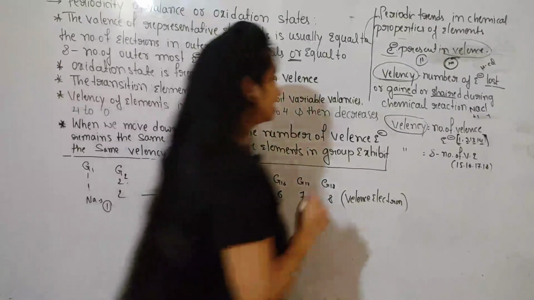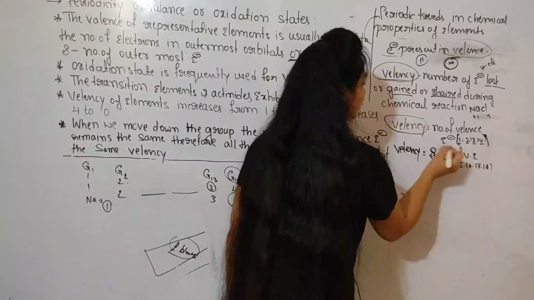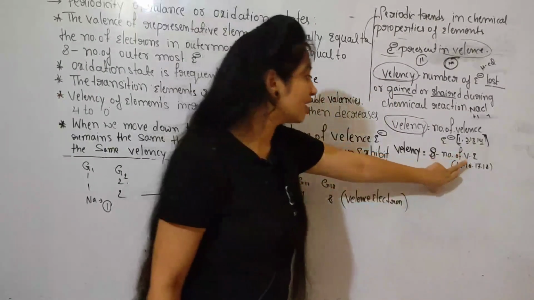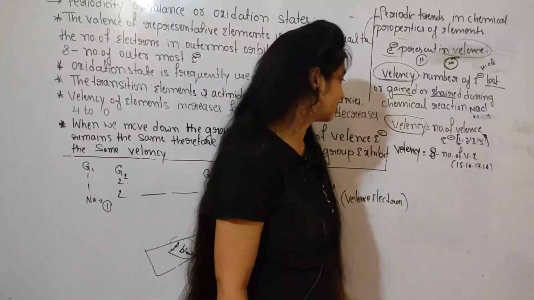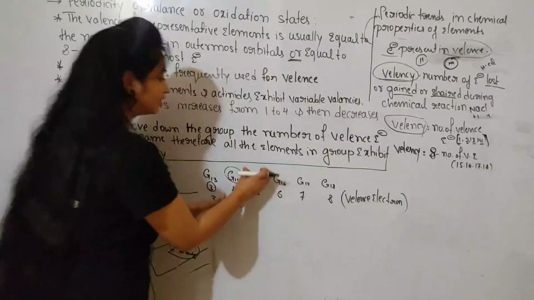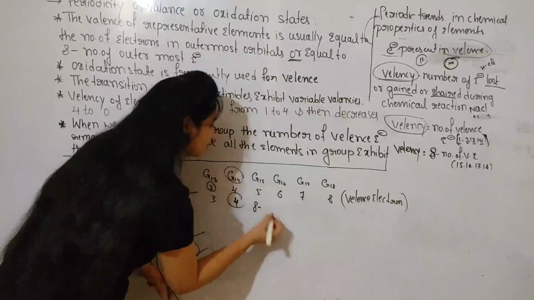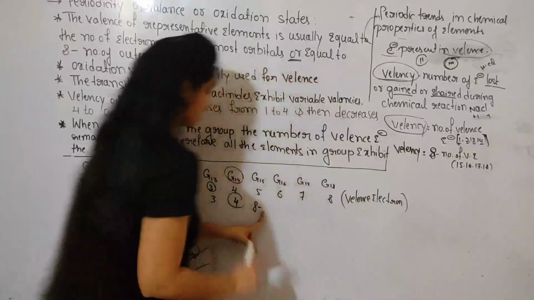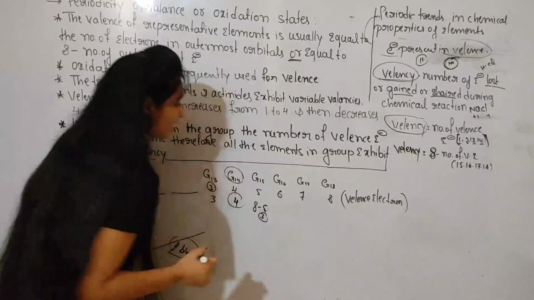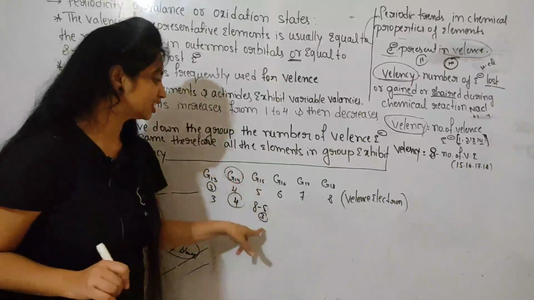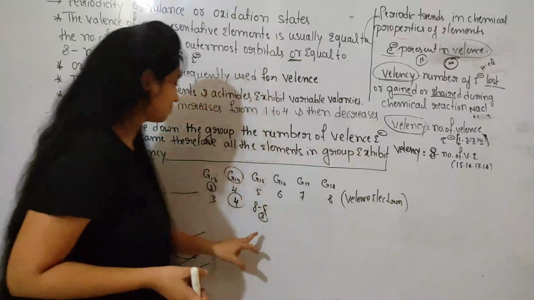Here the definition of valency is 8 minus the number of valence electrons. Just see here, guys, the valency of the 15th group: just apply the definition, 8 minus the number of valence electrons, that is 8 minus 5, equals 3. So the valency of the 15th group is 3.